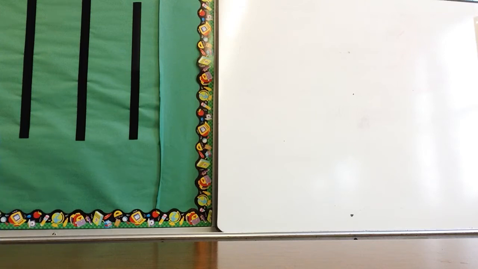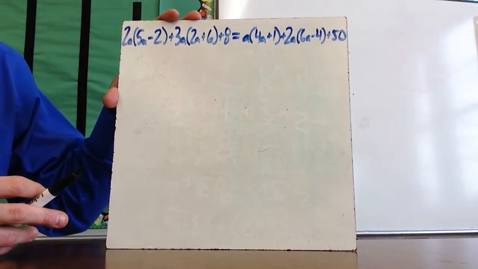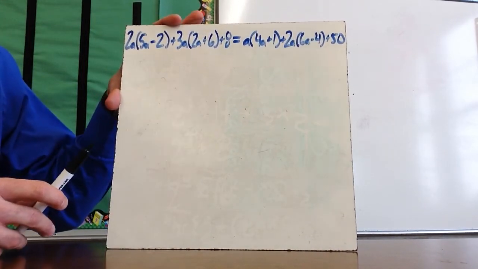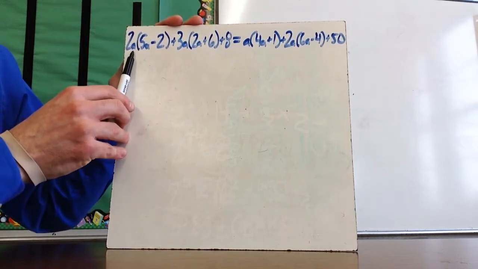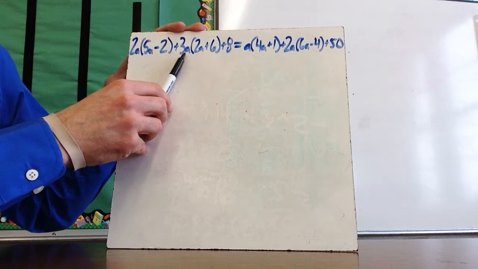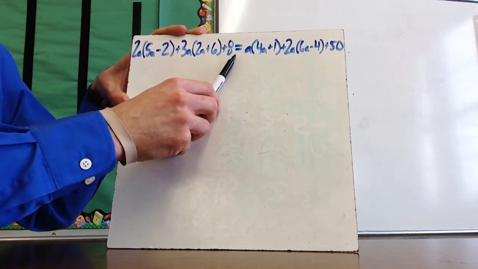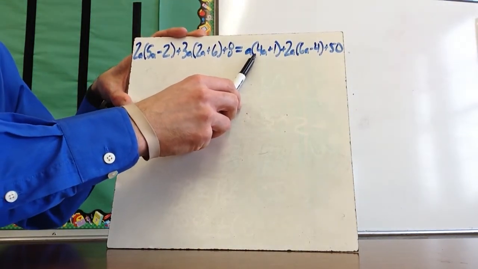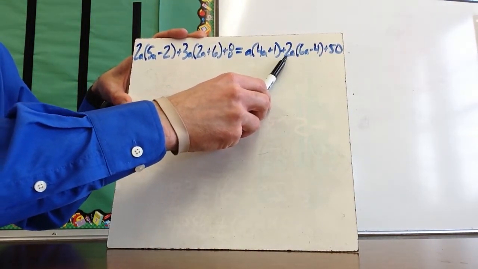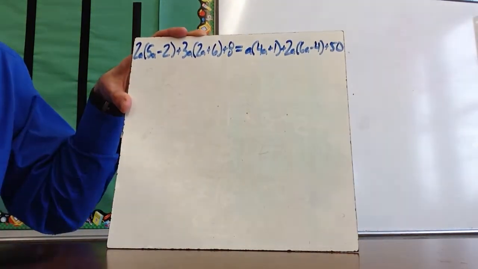All right, now let's talk about another type of problem. And in this problem, and this is going to be a long one, bear with me. I know, I barely fit it on the slide. Sorry, my handwriting had to get really small. This is 2a times, inside parentheses, 5a minus 2, plus 3a, and then in parentheses, 2a plus 6, and then this is a plus 8 outside, equals a times 4a plus 1, plus 2a times 6a minus 4, plus 50.